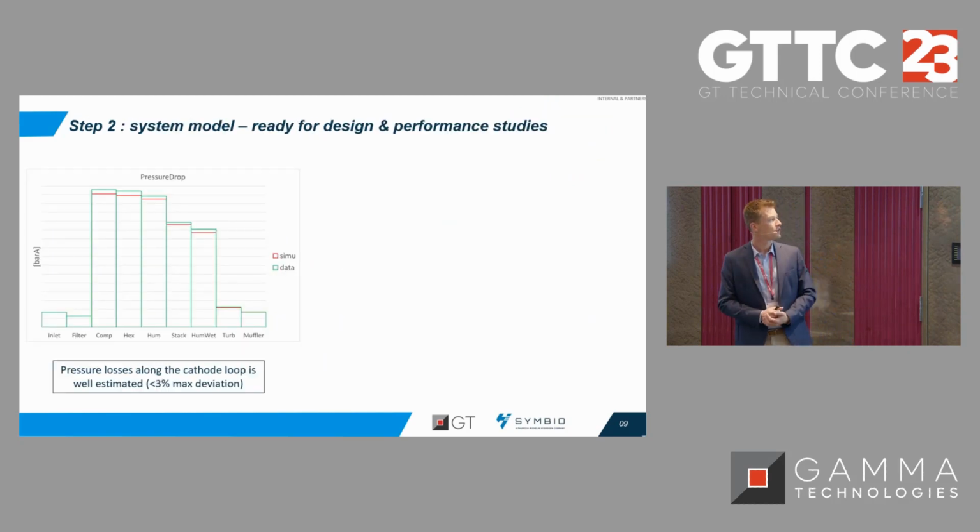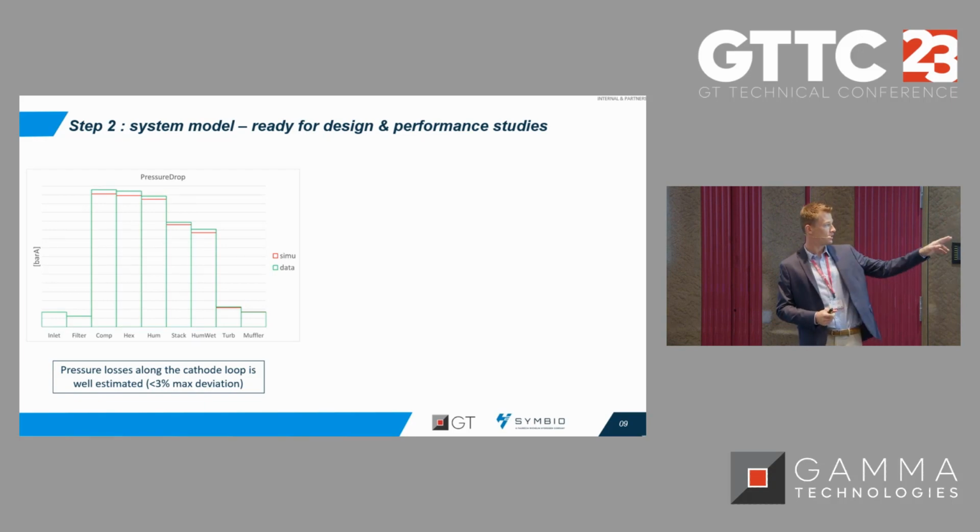Here are the results of the system model. As you can see, the pressure drop along the air path is very well caught by the model. We have each component at the right level of pressure depending on the operating point. Here it's at max current. We have less than 3% deviation.